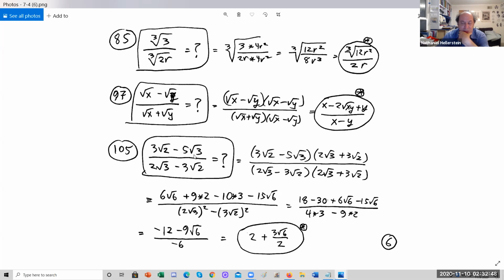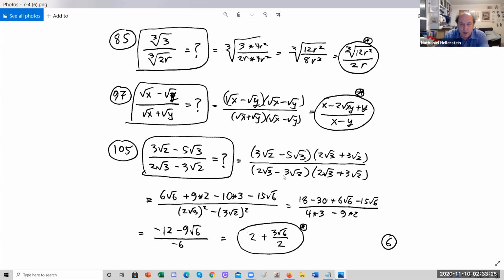Now here we have one sort of like the one before. 3 root 2 minus 5 root 3 over 2 root 3 minus 3 root 2. And then we're going to multiply above and below by the conjugate of the denominator, 2 root 3 plus 3 root 2. All right. If we go through all this times this, 3 root 2 times 2 root 3 is 6 root 6. Outer, 3 root 2 times 3 root 2 is 9 times 2. Negative 5 root 3 times 2 root 3 is minus 10 times 3. Negative 5 root 3 times 3 root 2 is minus 15 root 6.